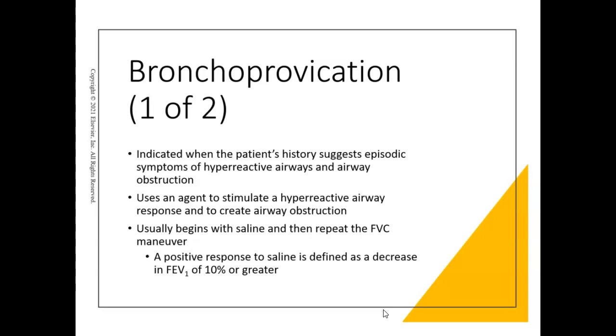So if their PFT is normal at baseline, then I'm going to start the test by giving what's called a diluent dose, which is usually the diluent for methacholine, saline. Sometimes it has a preservative in it. So you give just the diluent that's used for the methacholine mix, redo the FVC maneuver, and see if there's any change. If the patient's FEV1 drops 10% or greater just by getting the saline or the diluent, then that's a positive test and they've got hyperactive airways, okay?